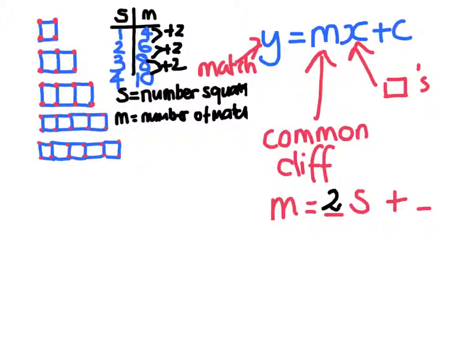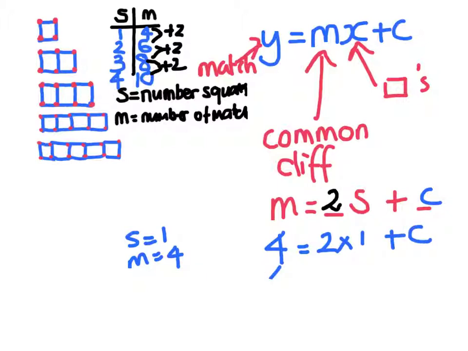Now I need to do a bit of substitution. I can pick any pair from up here and substitute it into this equation to find my little answer at the end there. For now I'm just going to say that's equal to c, because in algebra we like to have all the terms in rather than just blanks or squares. So I'm going to substitute in s equals 1, m equals 4. So when m equals 4, s equals 1, that's going to be 2 times 1 plus c. So 4 is going to be equal to 2 plus c.